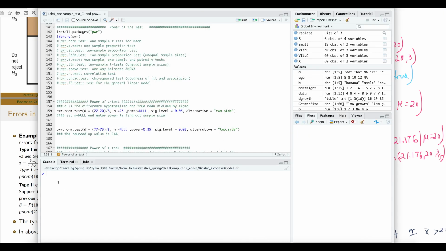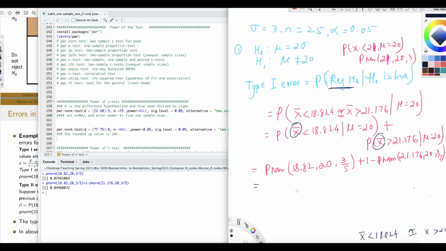So what I'm trying to do here is p norm 18.82 comma 20 comma 3/5, right? I got 0.02461, and then I can do plus 1 minus p norm 21.176, and then comma 20 comma 3/5. If you do that, you get 0.496. That is 0.5, right? That's what you got.